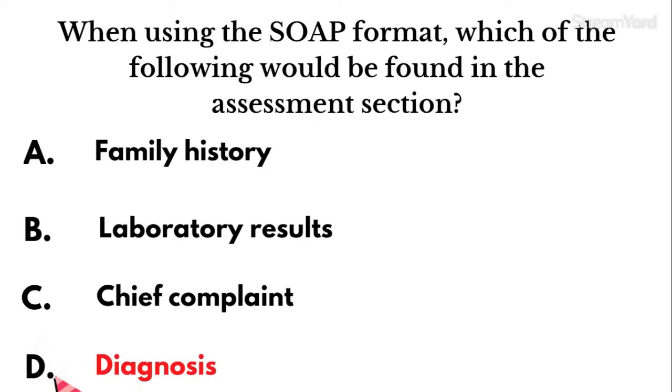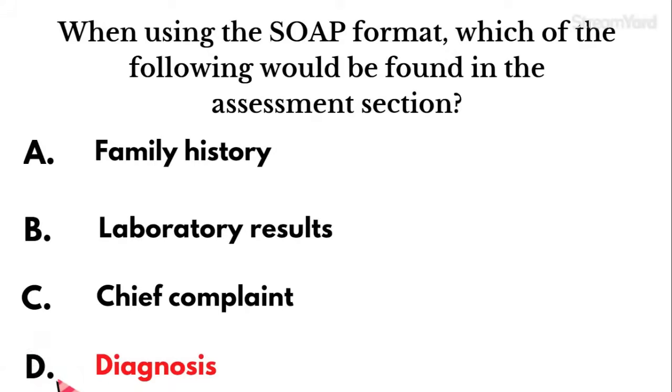The subjective part of the SOAP medical record is what the patient tells you. So family history could go under subjective. Chief complaint would go under subjective because whatever the patient tells you goes under subjective. Objective is the part of the medical record that you can measure or that you can see yourself, like vital signs, anything that you can physically see on the patient. So laboratory results can go under objective.